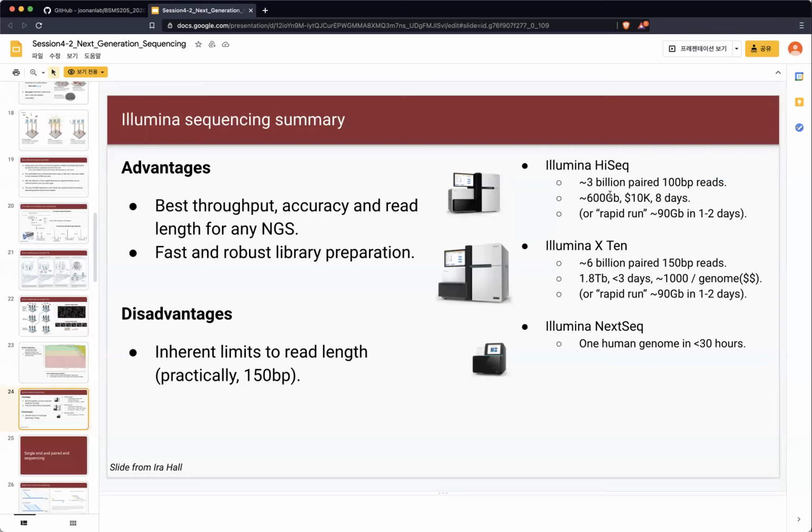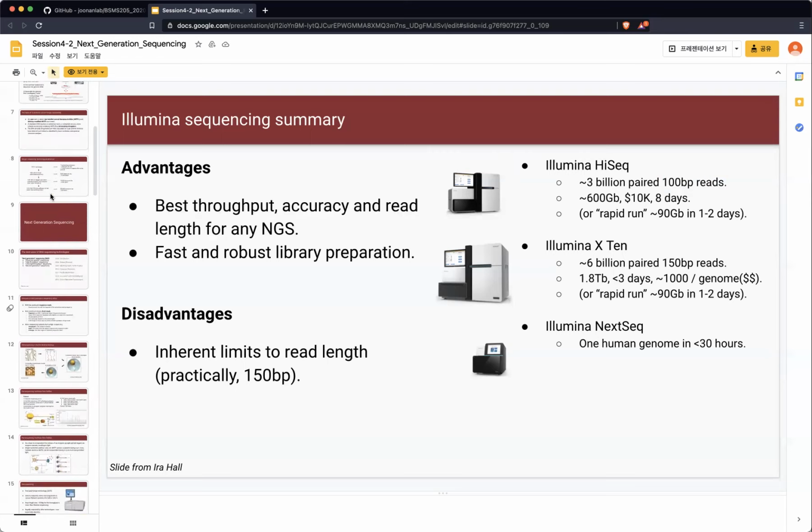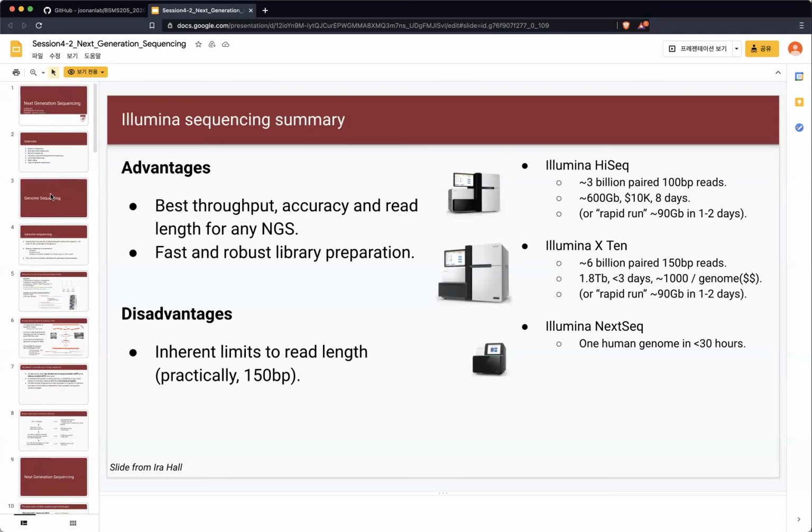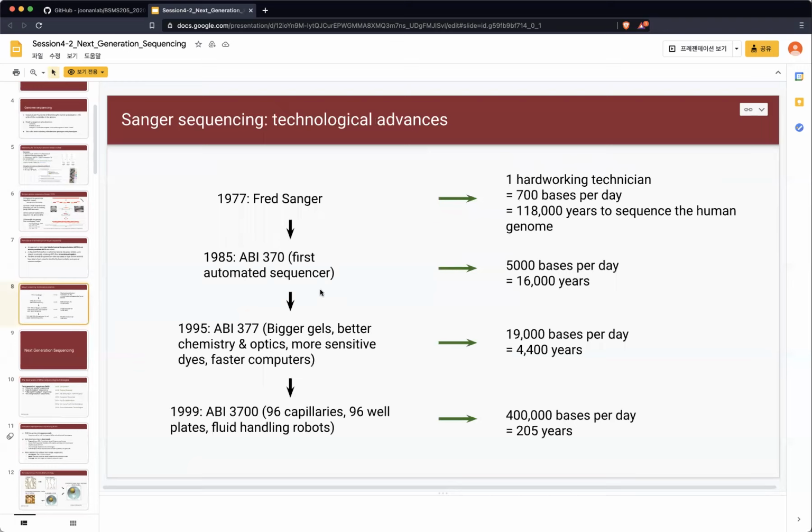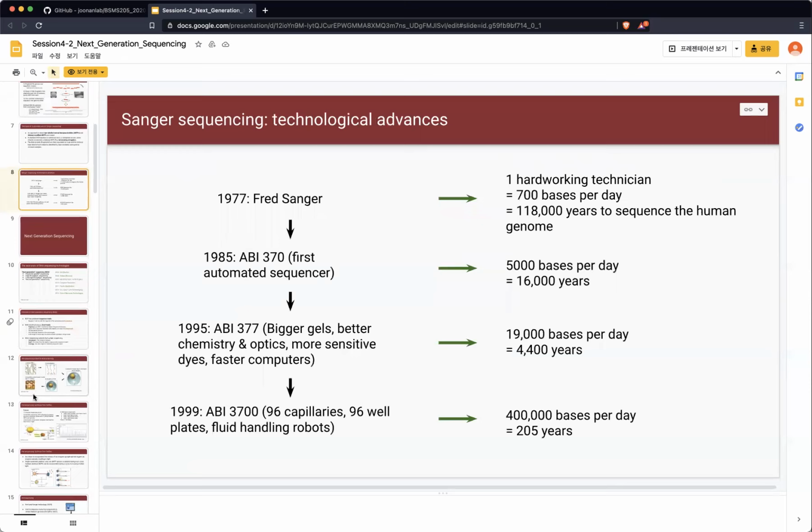So if you want to read out the 600 gigabytes data set, then it costs around $10,000, and it takes 8 days, right? So each day takes around 70 gigabytes or so. So 70 gigabytes is way higher than what we got in the Sanger sequencing, right? That takes only 40,000 base pairs, which is way less than 50 gigabytes, right?